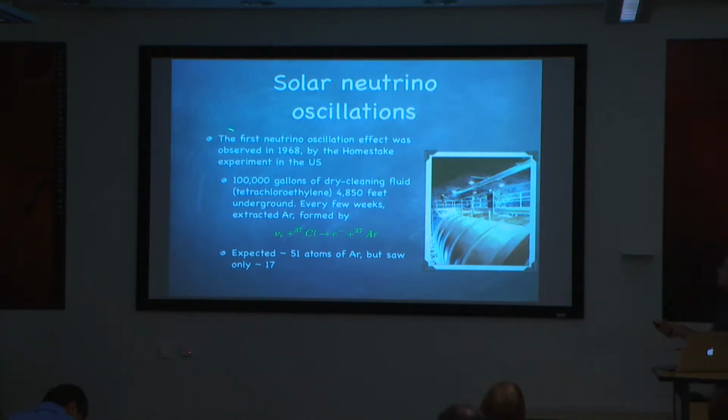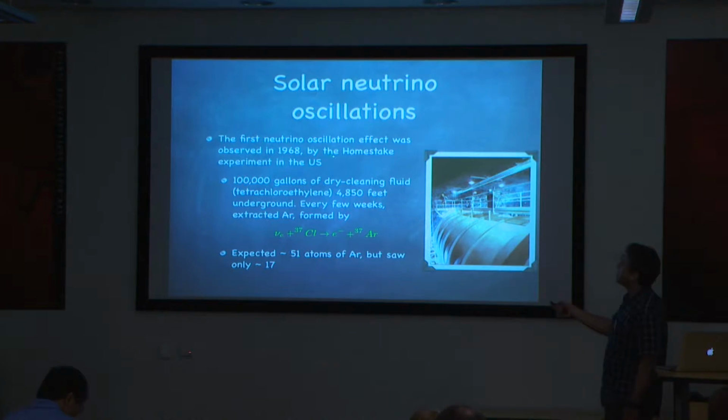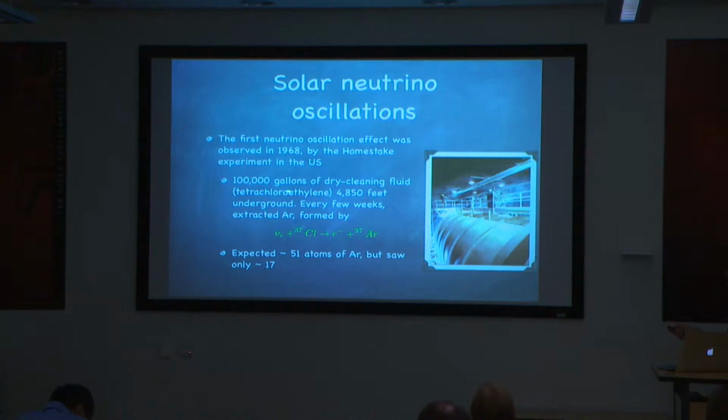Tony talked about the 1960s as being the start of supernova physics. And also for neutrino oscillation physics, the 1960s were the time when it all started. So there is this remarkable experiment in the Homestake mine, which was 100,000 gallons of dry cleaning fluid somewhere deep in the mine at the 4850 level in this cavern, which now has the LUX dark matter detector. And every few weeks, Ray Davis and his team would extract argon atoms, which were formed by this reaction from the sun.